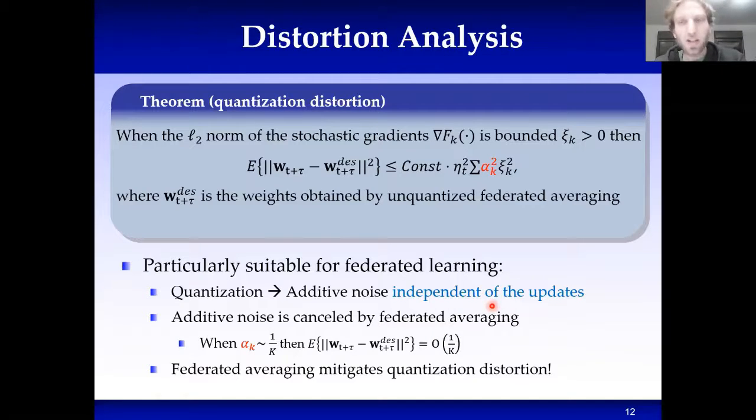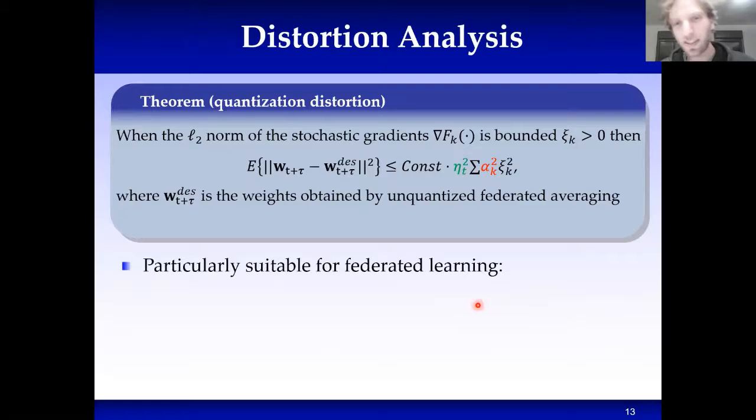And so we actually mitigate the distortion induced by quantization in averaging, because we account for the fact that we know that it will be averaged afterwards. So the fact that the distortion is converted into noise allows this noise to be mitigated in federated averaging.